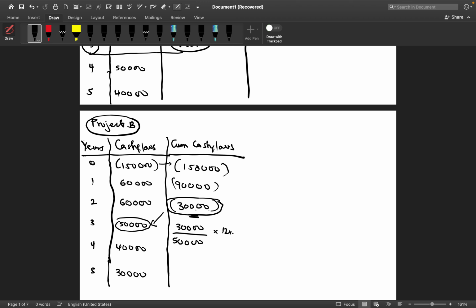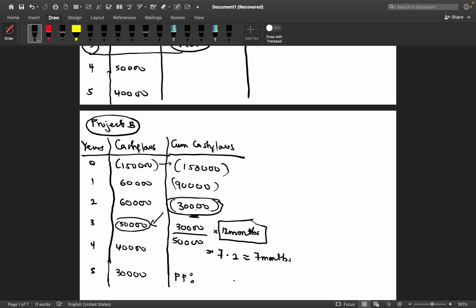Times 12 months. Why times 12 months? Because we are talking about time taken to recover an investment. This is a rule; we always multiply by 12 months. So we use a calculator: 30,000 divided by 50,000 times 12 months. We are getting 7.2, which is approximately 7 months. So therefore, the payback period for the project.